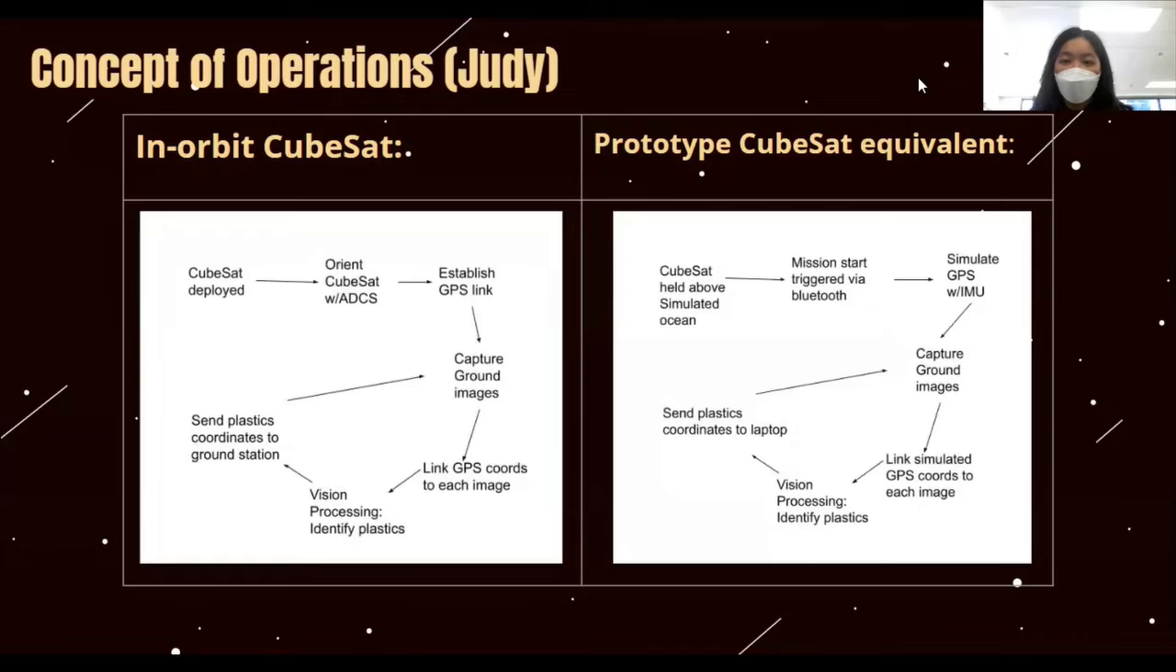And to simulate GPS, we're going to use the IMU, and it's going to be able to capture ground images and then link the simulated GPS coordinates to each of those images. And each of those images are going to be processed and hopefully identify any plastics, and then send the plastic coordinates to the laptop.